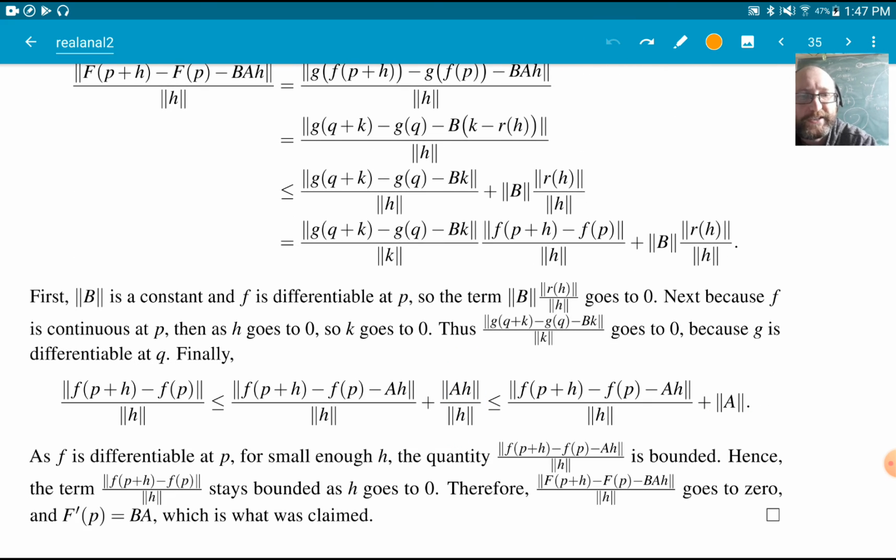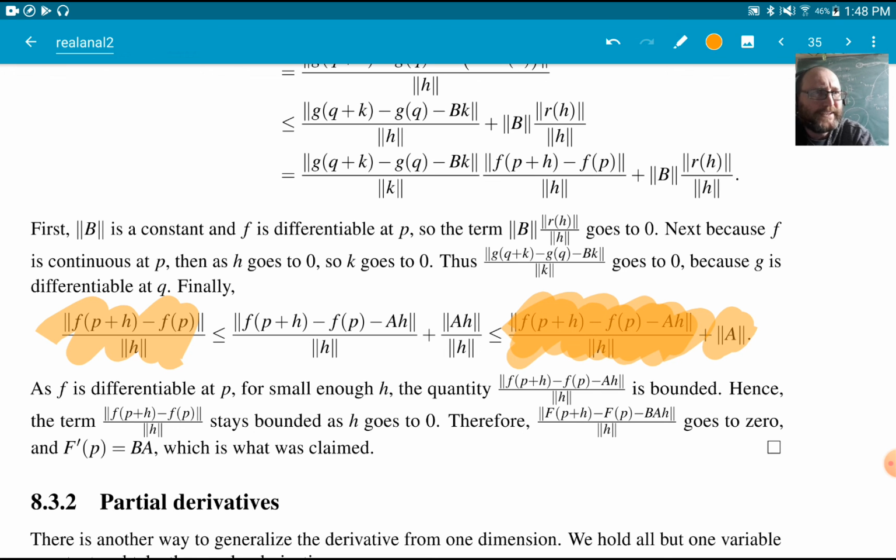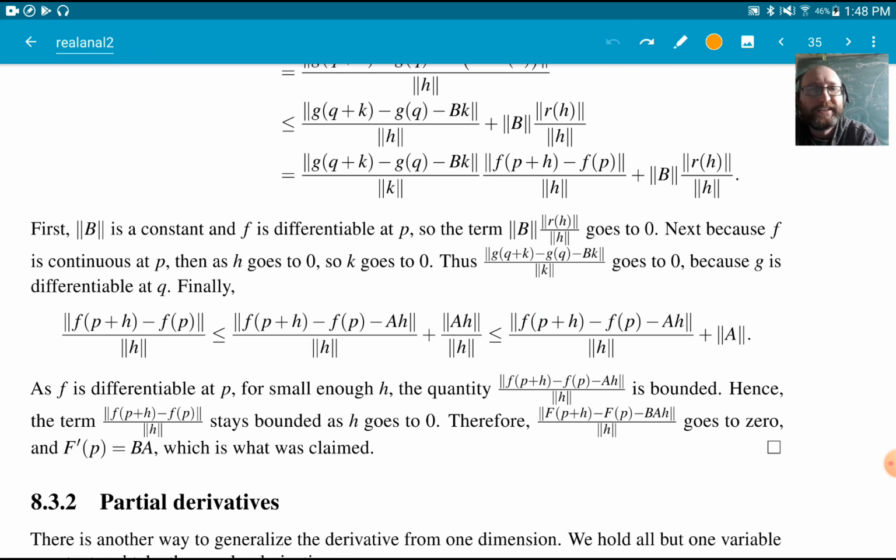Maybe I didn't mention that immediately, but right. So we have that this thing is bounded by this guy, which goes to 0, plus some constant. So it's definitely bounded, for small enough h. I can make this arbitrarily small, say less than 1, it doesn't really matter. So for small enough h, this is bounded, plus a constant, so it's bounded. And therefore, something that goes to 0 times something bounded goes to 0.